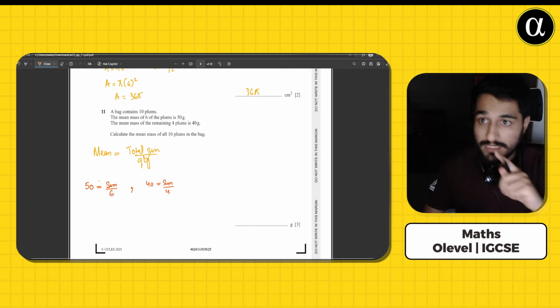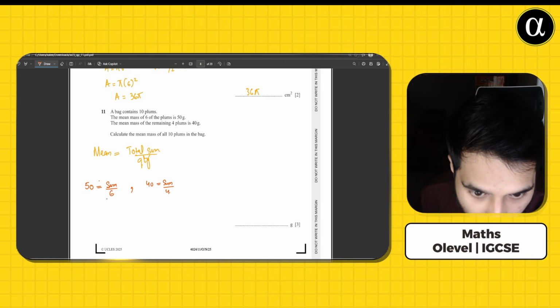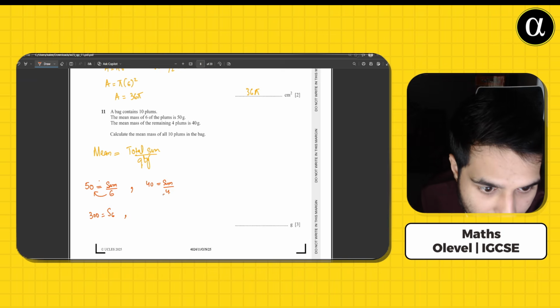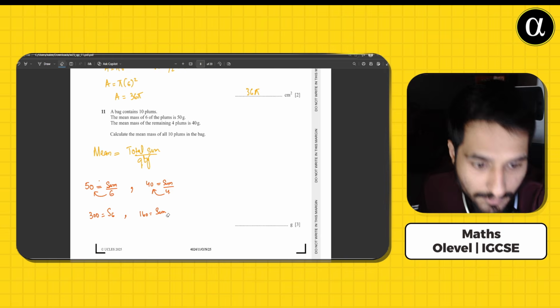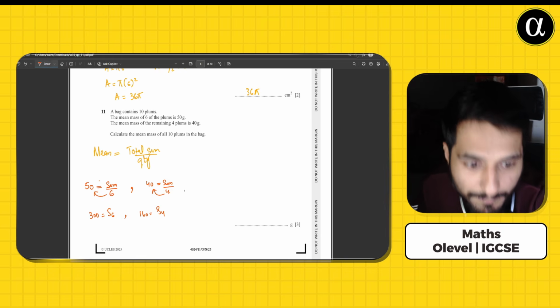So we are going to find the sum of both of these cases individually and then add them together at the end. So this is going to be 6 times 50, which is 300. Now this is the sum of 6 plums, and then we'll do it the same way. It's going to be 4 times 40, which is 160. That is the sum of the 4 plums, right?